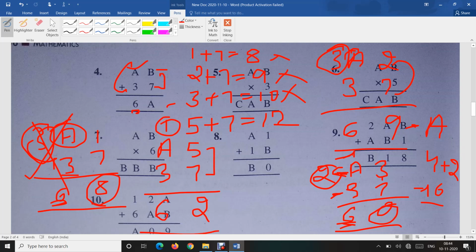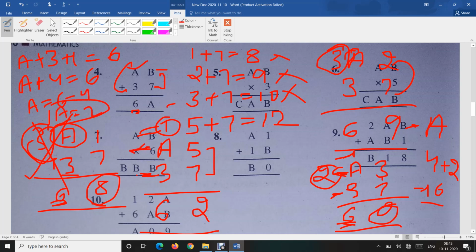Then see, 3 plus 1, 4. Okay, we should have a plus 3 plus 1, a plus 3 plus 1 should be equal to 6. Okay, now what will we get from here? a plus 3 plus 1 is equal to 4, which is equal to 6, and a is equal to 6 minus 4, and a is equal to 2.